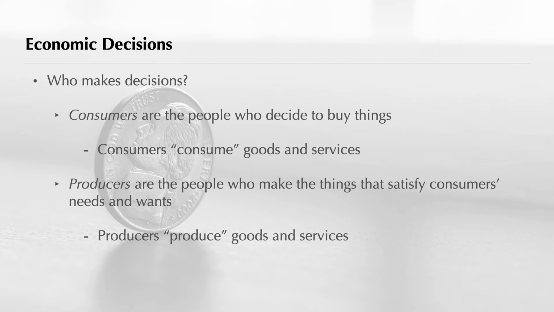In economic terms, there are two large groups of economic decision makers. The people who decide to buy things are called consumers. The people who make the things that satisfy consumers' needs and wants are called producers. Consumers choose what to buy, and producers choose what to provide and how to provide it. This network of decisions is the basis of all economic systems. Every society around the world has an economic system, whether that society consists of a neighborhood or a nation.